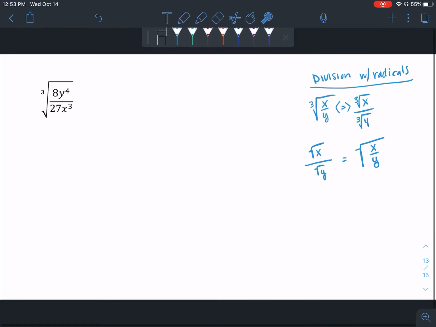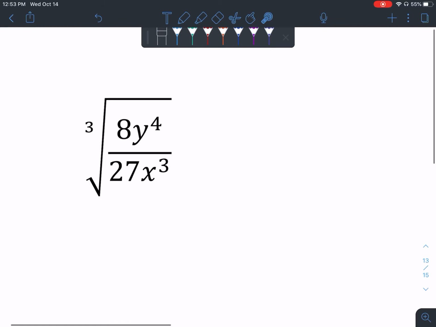So if we come back and look at this one then, there are two different ways that I could do this. The very first thing I'm going to check is, I like to check in the middle, is there anything that reduces? Well, 8 and 27 don't have any common factors. Y is just in the top, x is just in the bottom. So there isn't actually anything that could simplify here. If there was, I honestly like to simplify that first.